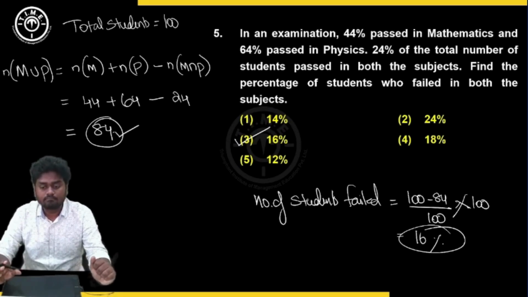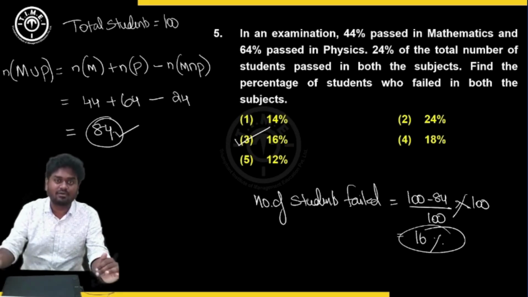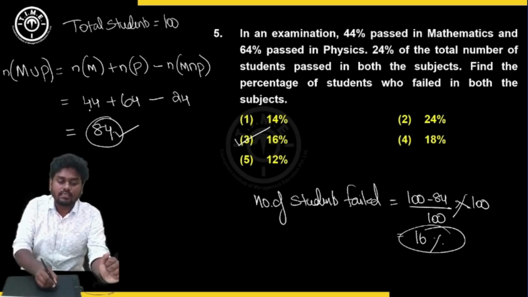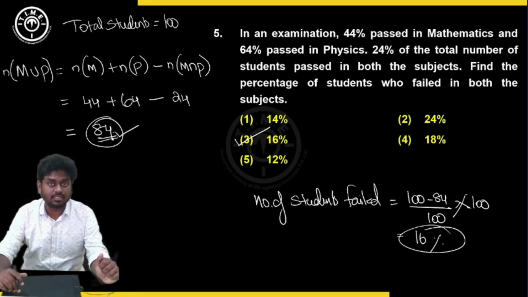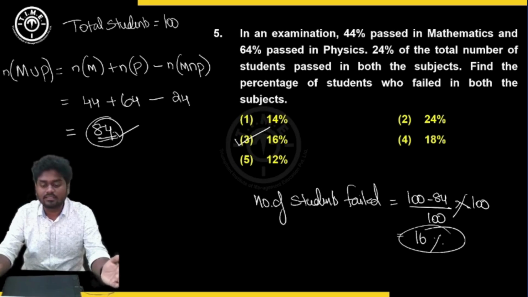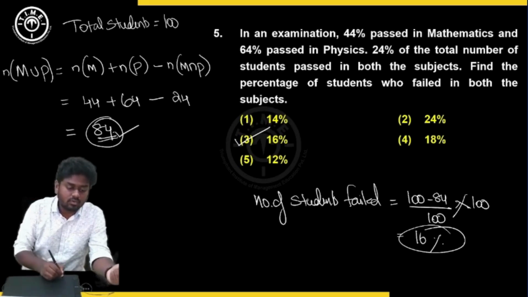Clear everyone? When we filter out the 24% who passed in both the subjects, the sum 108 minus 24 gives us 84. These are the students who passed in at least one subject. At least one means either physics or maths or both. Correct? Apart from that, the remaining 16 wouldn't pass. Right? We'll go to the next one.